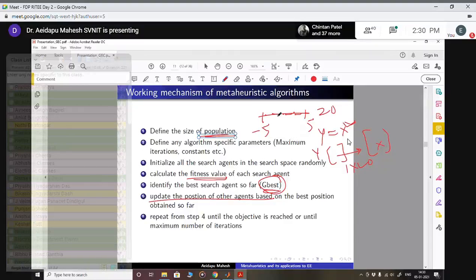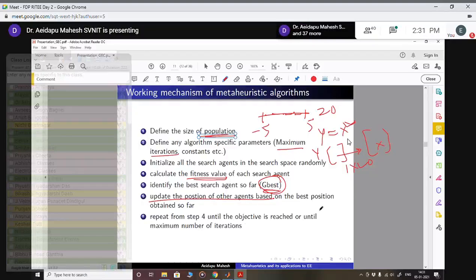You go again, solve for the 20 y values, then find out the global best out of the 20. If it is better than the previous value, then overwrite. If it is not, then keep the previous global best as it is, then update the positions, then repeat the same process until you exhaust the maximum iterations.